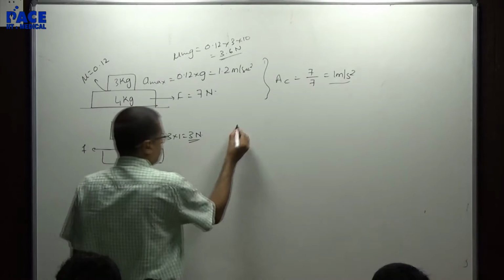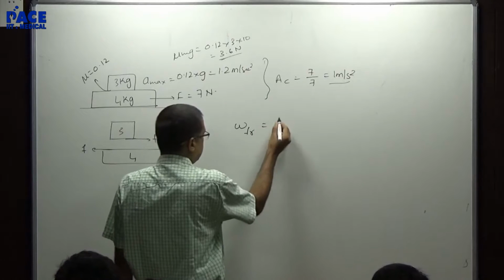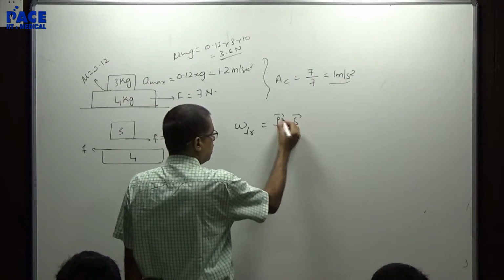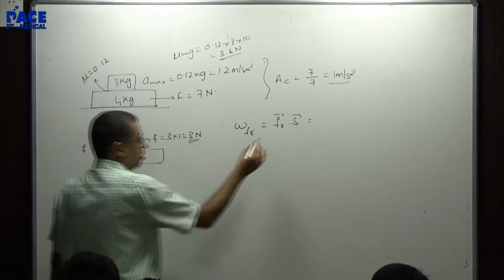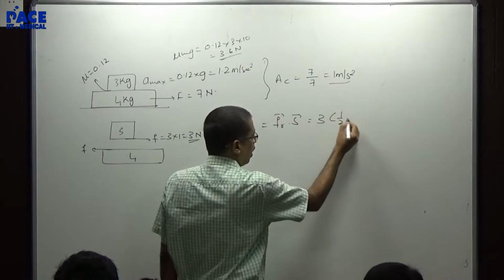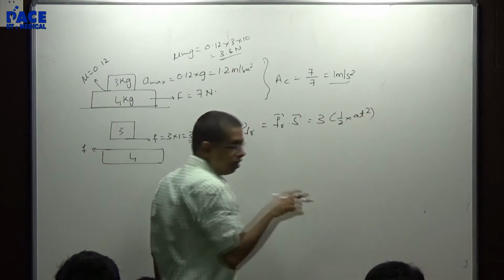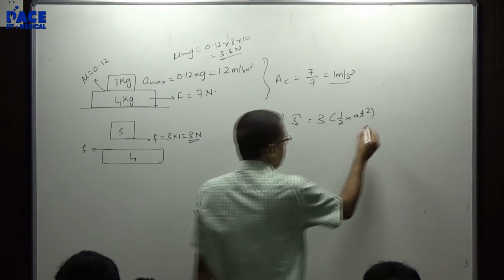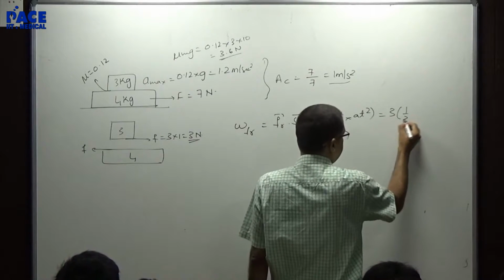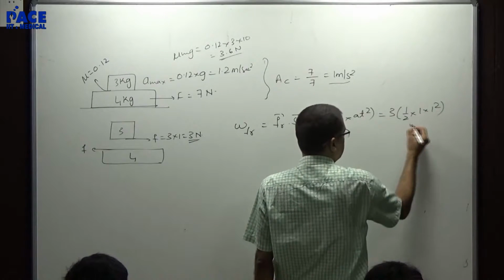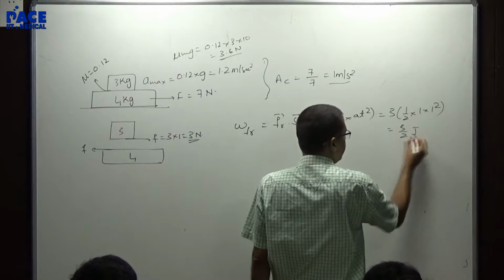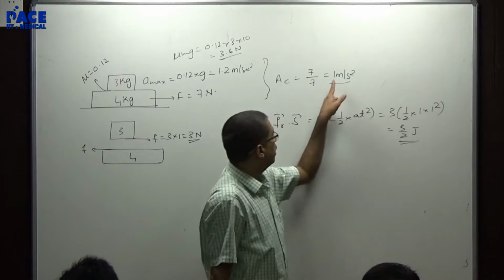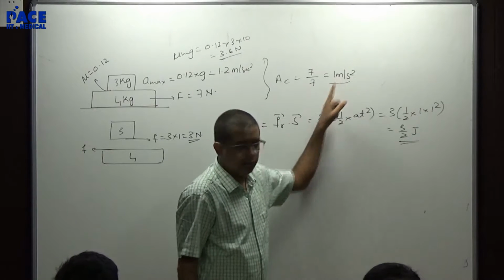Now, work done by friction in this case will be frictional force dot displacement. 3 Newton is in the forward direction. Half a t square is also in the forward direction. That will be the work done. How much will this be? 3 into half into 1 into 1 square. This will be 3 by 2 joules of work. Why is acceleration 1? A common.